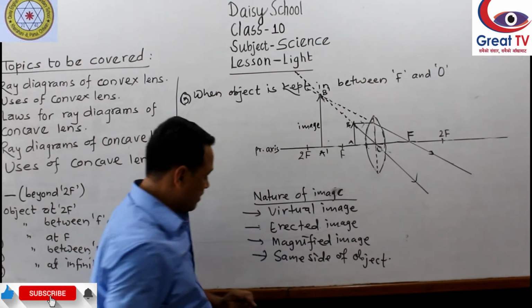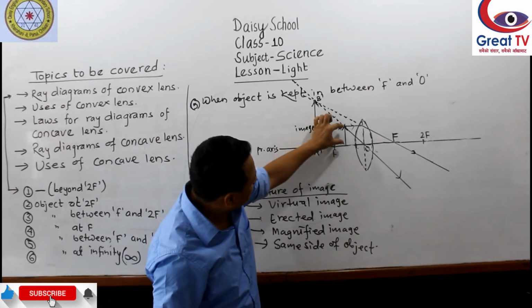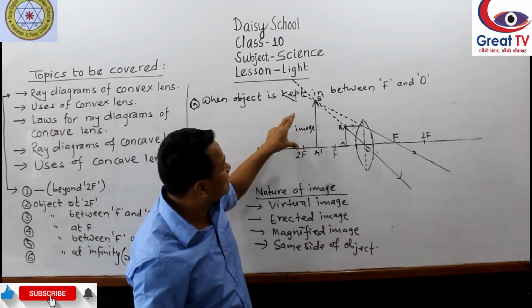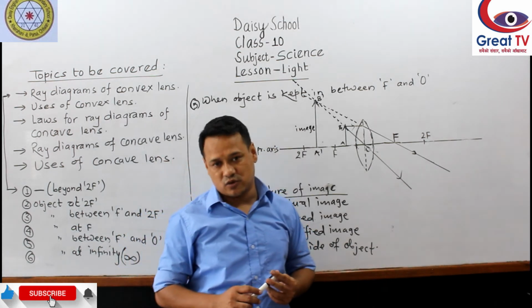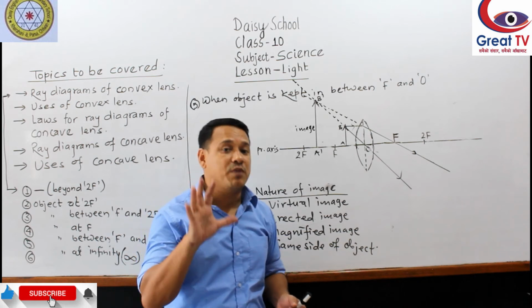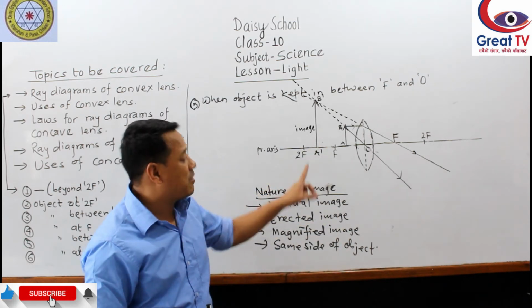This is the nature of image. And in that case, a small size of the object is magnified. That image will be magnified. And this condition is used in simple microscope. In simple microscope we can see the small object into bigger.